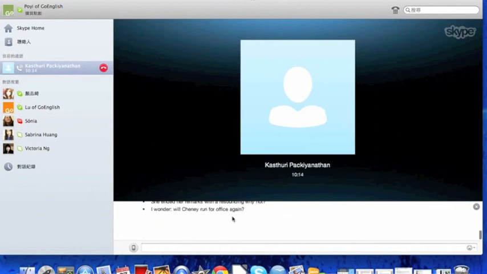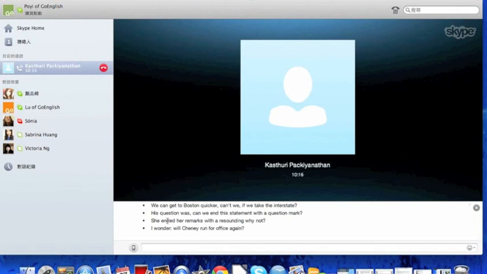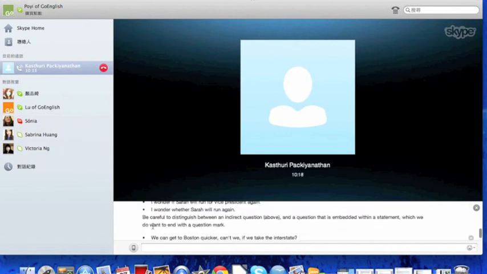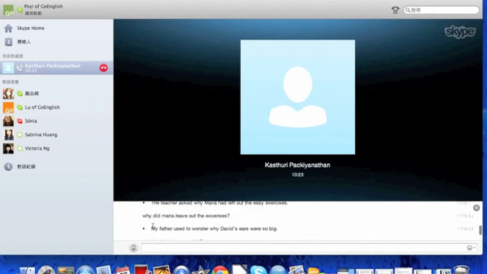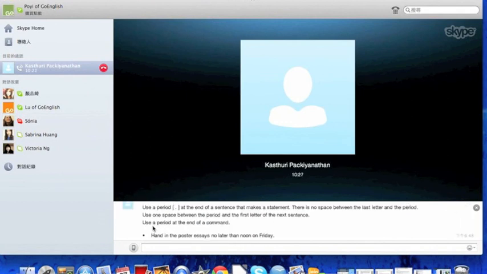Wait, where? That's the very first one in the very beginning. I have the first bullet that I put. Yeah. Hand in the poster. Oh, handing in the poster essay no later than noon on Friday.